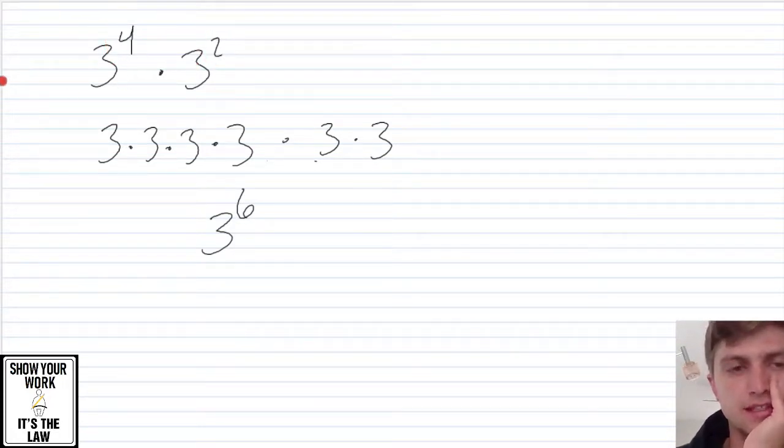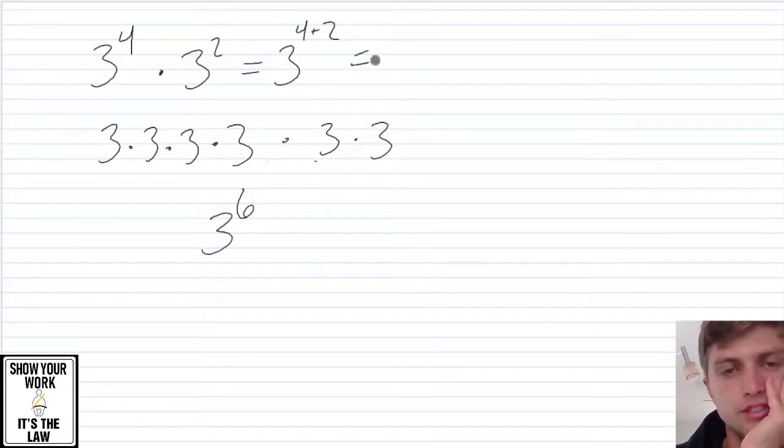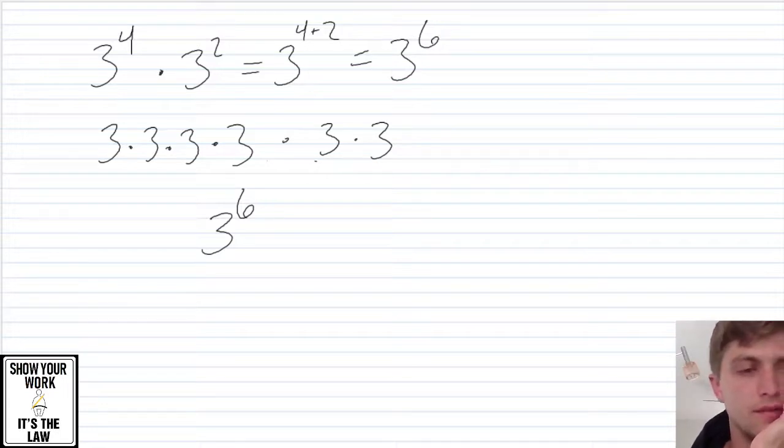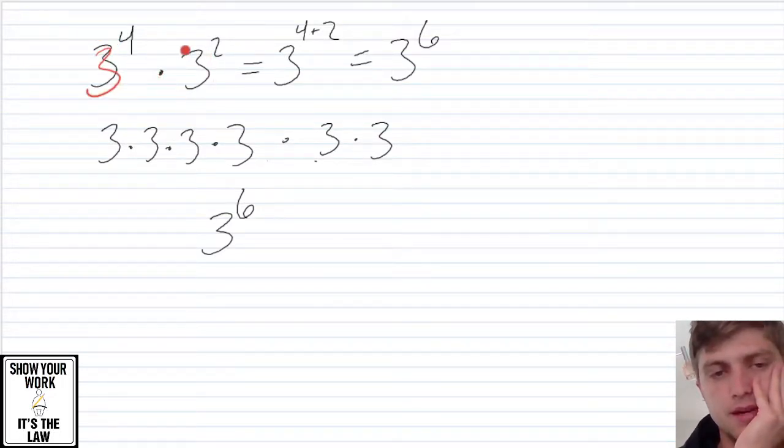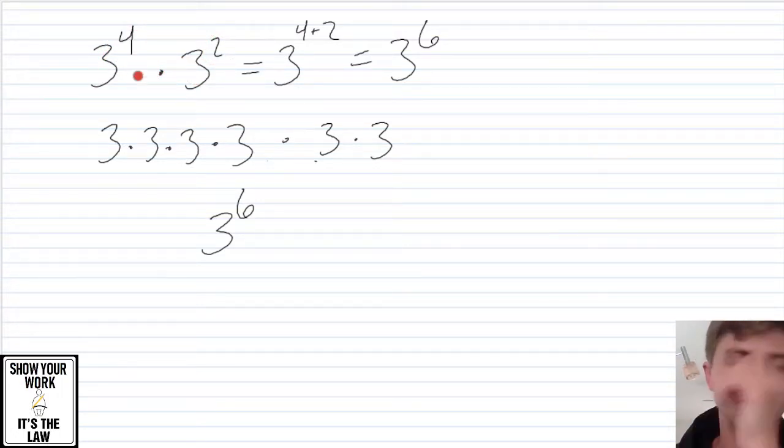The exponents got added together. So this is the same as 3 to the power of 4 plus 2, which is the same as 3 to the power of 6. So when we have the same base, the base being the big number, being multiplied by itself, we add the exponents, okay? When we're multiplying, we add exponents.